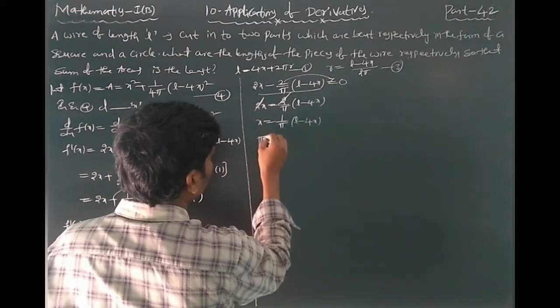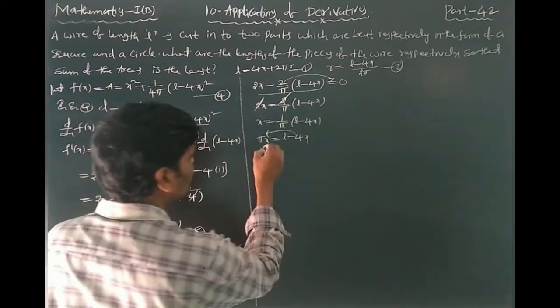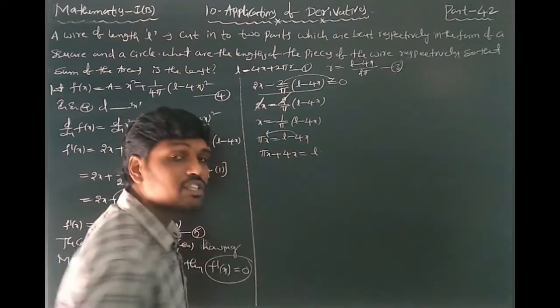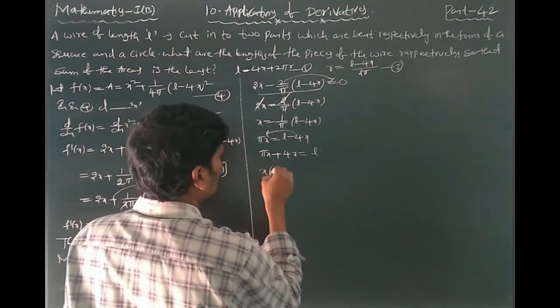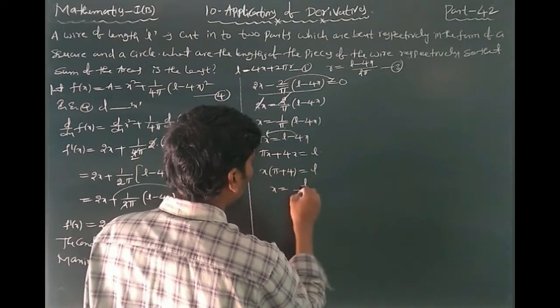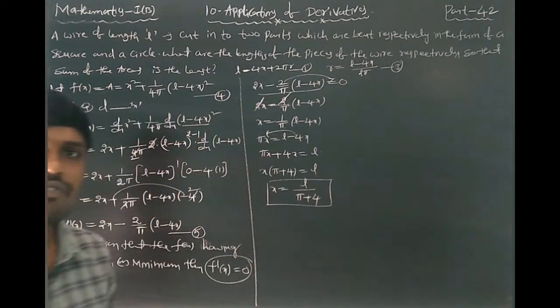Then pi into x, pi x equal to L minus 4x. This 4x goes to here. You get pi x plus 4x equal to L. In these two terms, which one is common? x is common. (pi plus 4) x is equal to L. Then x is equal to L by (pi plus 4). This is the value of x.